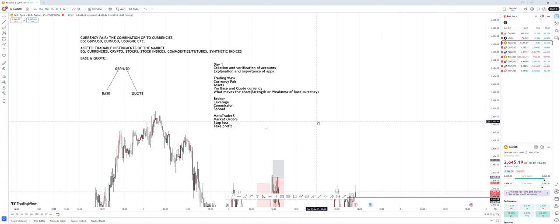Do you understand? The next thing we are going to talk about is commission and spread. When we talk about commission and spread, commission is a fixed amount of money that the broker deducts from your capital anytime you take a particular trade with a particular lot size.